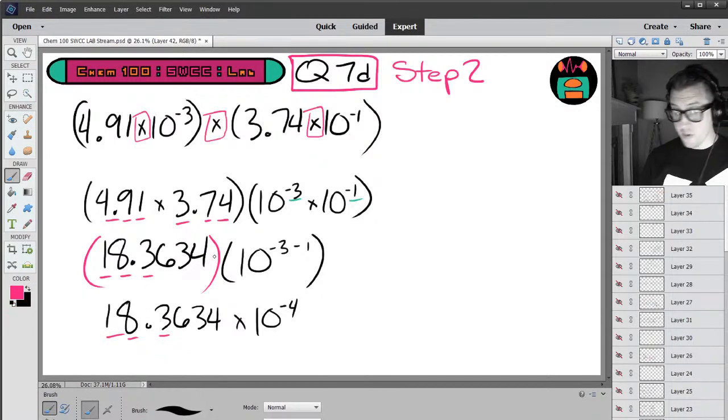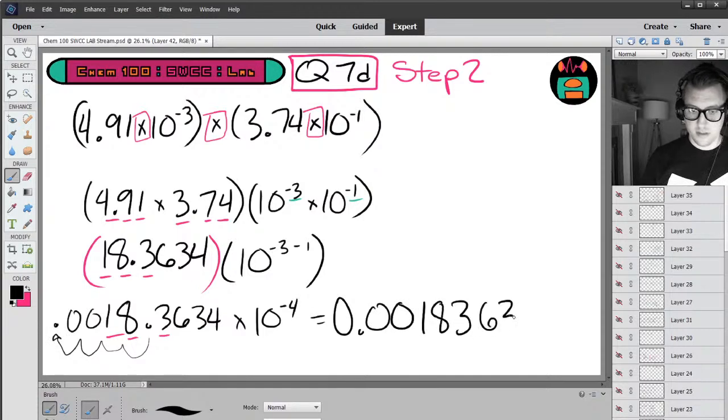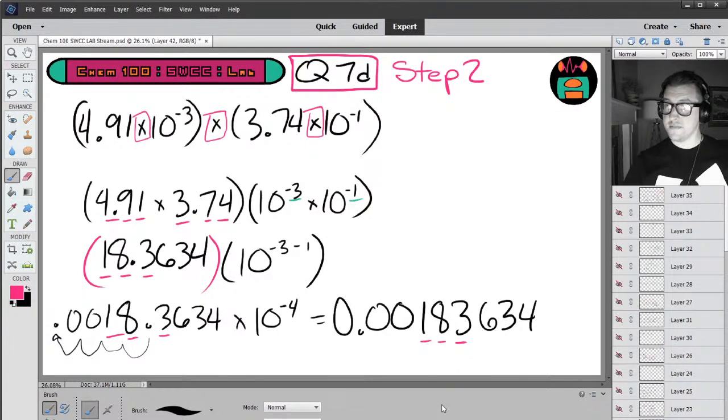It's going to be easiest to evaluate our numerator over denominator if we have everything in standard notation. So let's go ahead and multiply this by 10 to the negative 4. Comes out to be, let's see, 1, 2, 3, 4. So the decimal goes here, with a couple zeros ahead of it. And this has 3 sig figs.